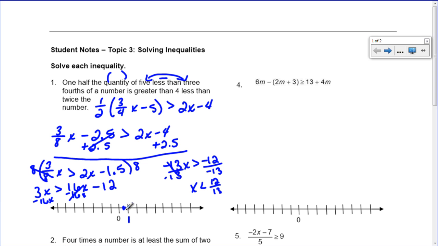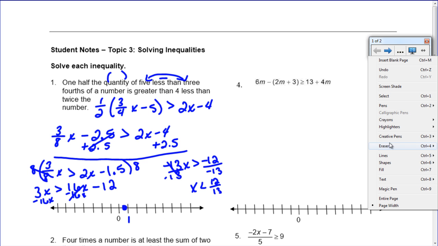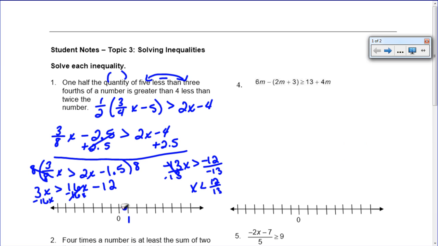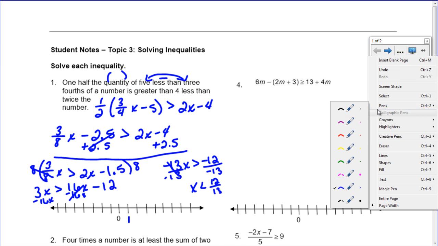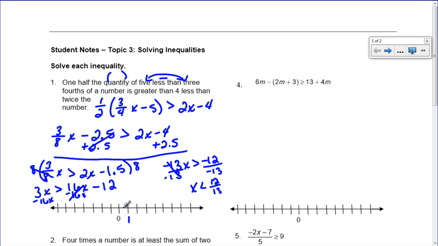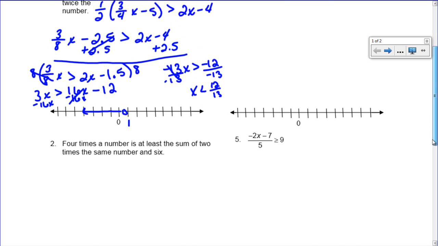And so to graph it, I would put an open circle at 12/13, and that doesn't look like an open circle. It colored in on me. Try that again. So I would put an open circle where 12/13 would be, and since it is less than, I would draw my arrow pointing to the left, and that would be all the values that were less than 12/13. That problem was a booger.